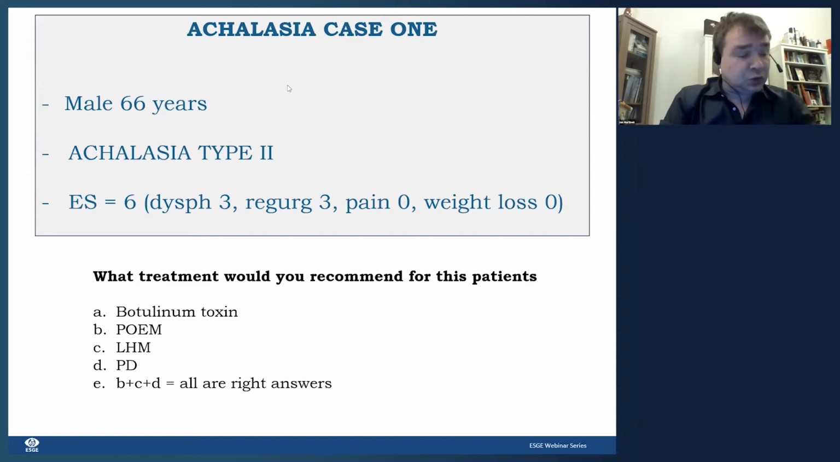There is a question to all participants: what treatment would you recommend for this patient? Botulinum toxin, POEM, laparoscopic pyloromyotomy, pneumatic dilation, or the last possibility, B plus C or D, all are right answers. Please, now you will be able to vote.